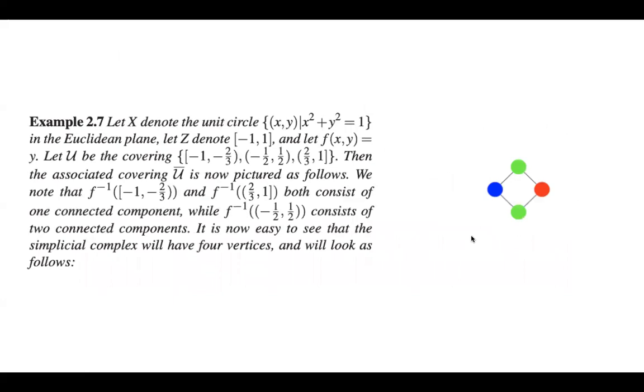Let's look at an example of this. So say we have a circle. We break it up into three coverings, which is essentially, the filter function takes the X values and we cover those X values: -1 to -1/2, -1/2 to 1/2, 1/2 to 1. And then we look at the pre-image of that. So we look at the leftmost part of the circle, that's one connected component.